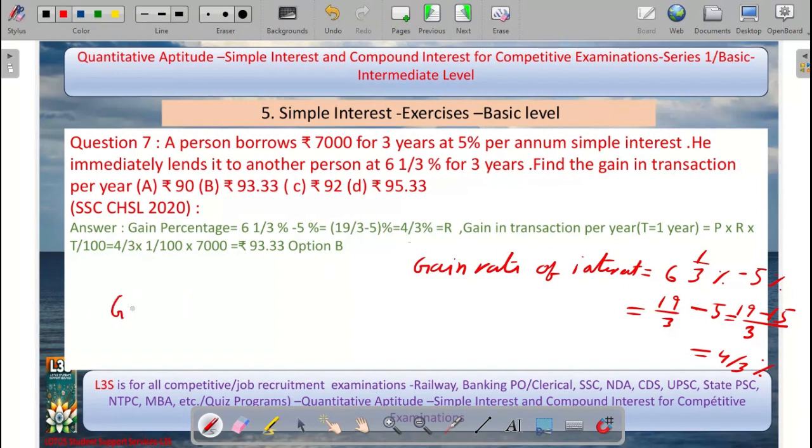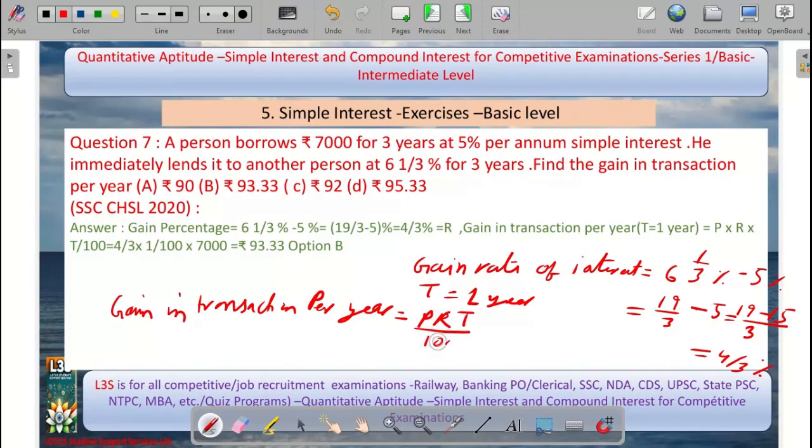So gain in transaction per year. Per year means we have to take t is equal to 1 year. So that will be P R T by 100. That means P is 7,000, R is 4/300, and T is 1.